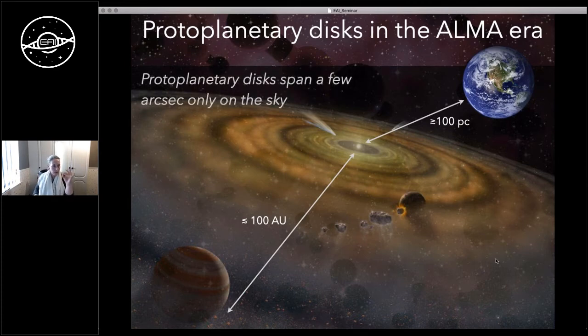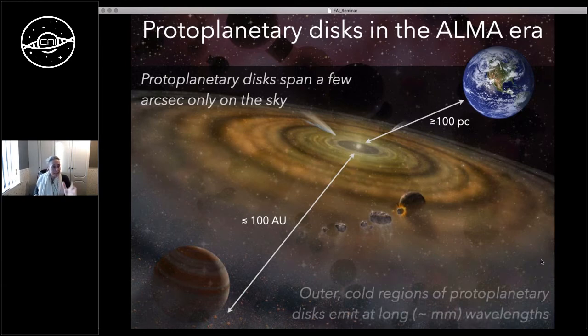So that means that these objects are really small on the sky, only a few arc seconds at most. So in order for us to not just detect molecular emission from these objects, but actually resolve it, and in particular get down into the planet-forming region, which is within a few tens of AU rather than a few hundred AU, we need interferometry, and we need interferometry that can be done at millimeter or submillimeter wavelengths.